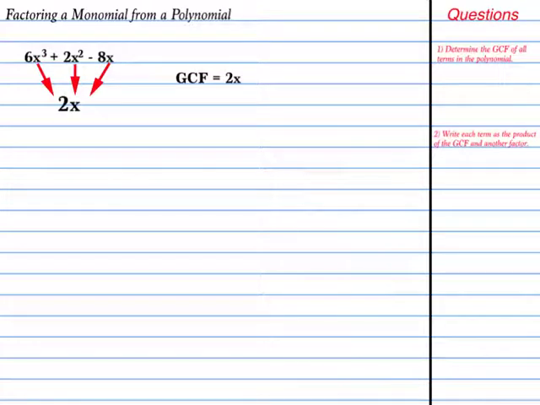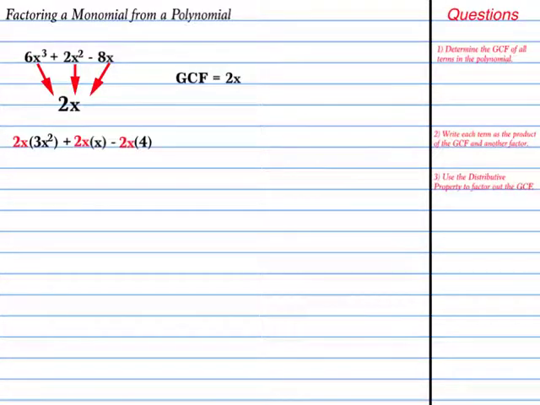So next, we want to write each term as the product of the GCF and another factor. So once I divide 6x cubed by 2x, I end up with 3x squared. 2x squared divided by 2x leaves me with just x. And 8x divided by 2x gives me a 4. And so I write it as 2x times each term.